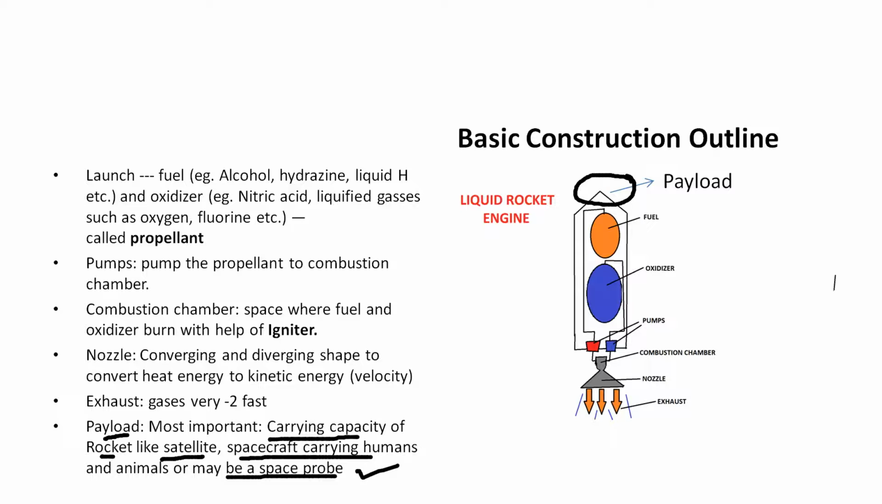So this is the basic construction outline. We have the payload, the fuel and oxidizer. Fuel and oxidizer will move through these pipes towards the pump, and the pump will move them to the combustion chamber. Here the fuel will burn with the help of the oxidizer, and through the nozzle very fast gases are released. How fast, we will discuss later on.